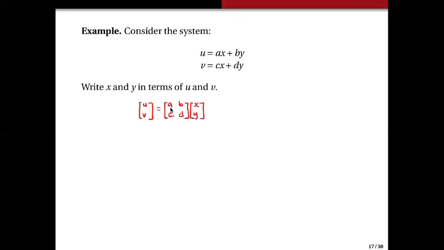If you don't believe this, then try to multiply this. The first entry will be AX plus BY. So the first entry will be U, and that's what we have here. For the second entry, you have the second row, C times X plus D times Y, and that's equal to V. And we have it here.